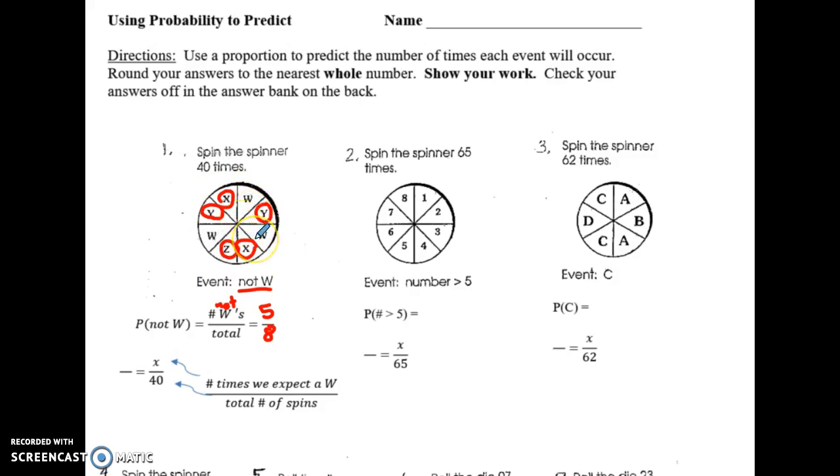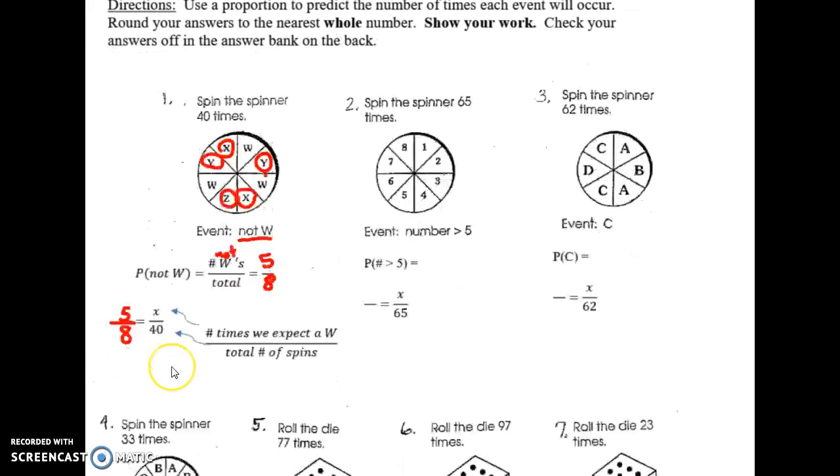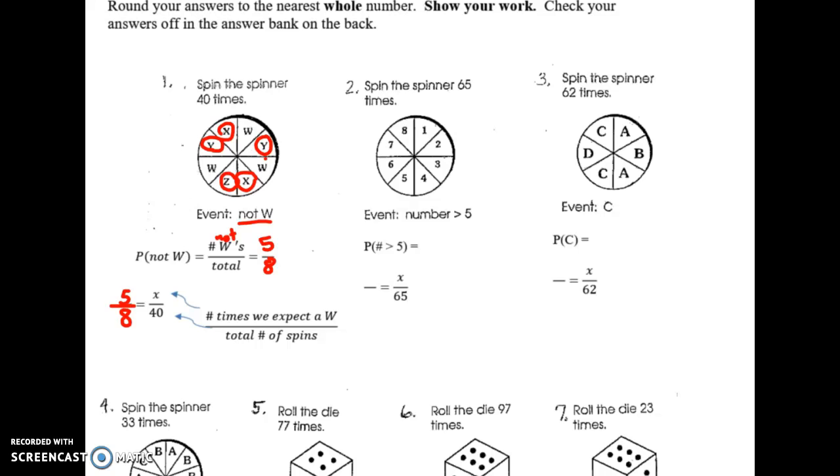When you look at that one event of just spinning the spinner once, we can use this probability to make our prediction. So we are going to place that probability of landing on not a W, 5 over 8, right here. A proportion, remember, is when you have two ratios that are equal. So on this side of the proportion, we know that we're going to spin the spinner 40 times total. And what we can do is use the probability that we just calculated to find the expected number of times out of 40. So 5 out of 8 equals x out of 40 becomes the proportion that we want to solve.